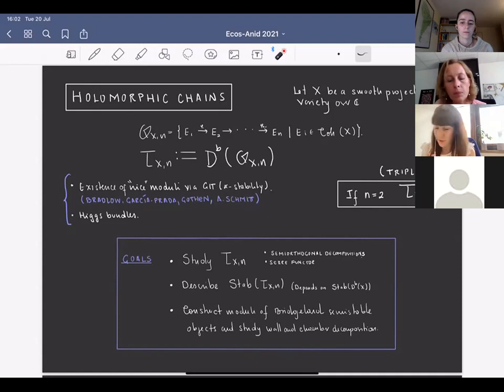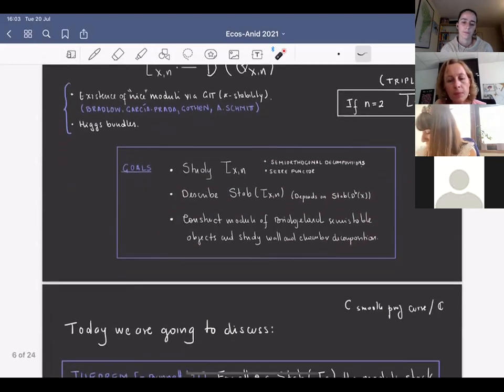The two main components that we always use here are semi-orthogonal decompositions and the existence of a functor. The second part was to describe the stability manifold, which of course depends on the stability conditions that already exist in Stab of D^b(X). The third one is to construct moduli of Bridgeland semistable objects and to study wall and chamber decompositions. So those are the goals so far.